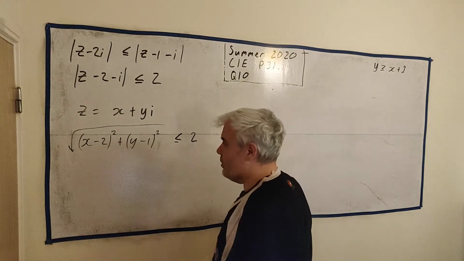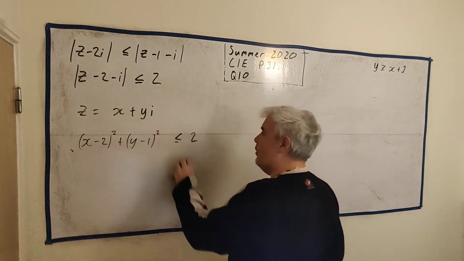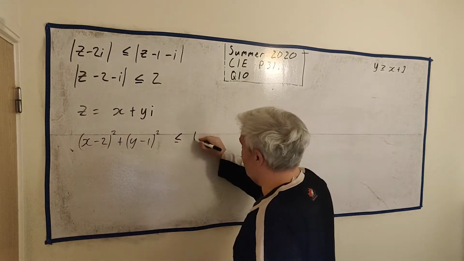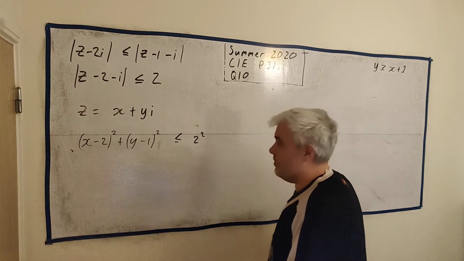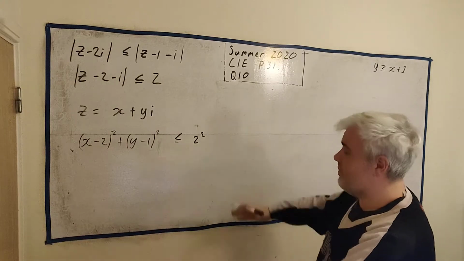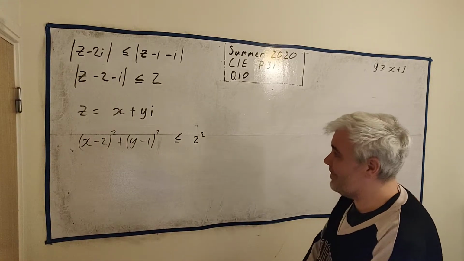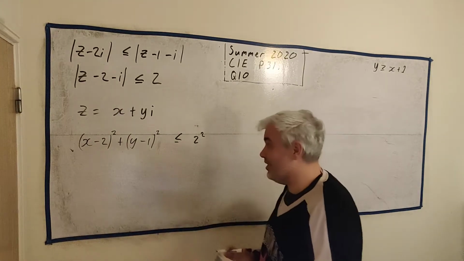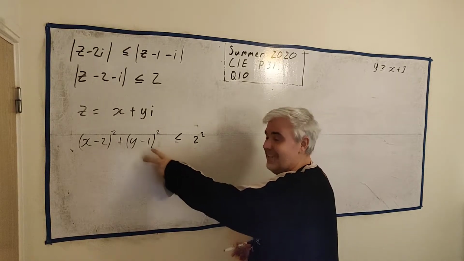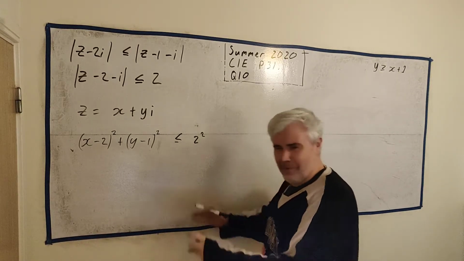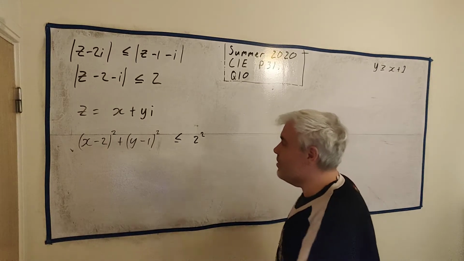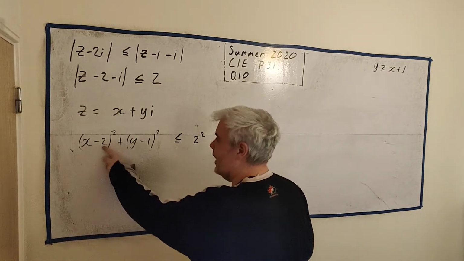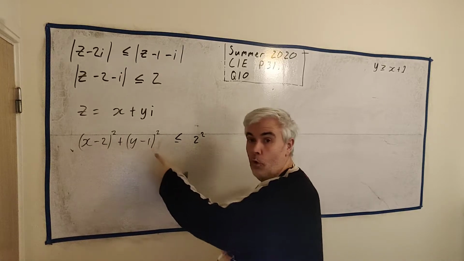I can square both sides. Let's do that in this part. We'll put a 4 in. You know what? Let me leave that as 2 squared, because it's going to be useful anyway. It already is, because I'm done. I'm already done. What does that look like to you? It looks like a circle. If this was an equals, this would be a circle. I'm not sure why I thought this was going to be longer. I got it straight away. So this looks like a circle centered at the point 2 and 1.